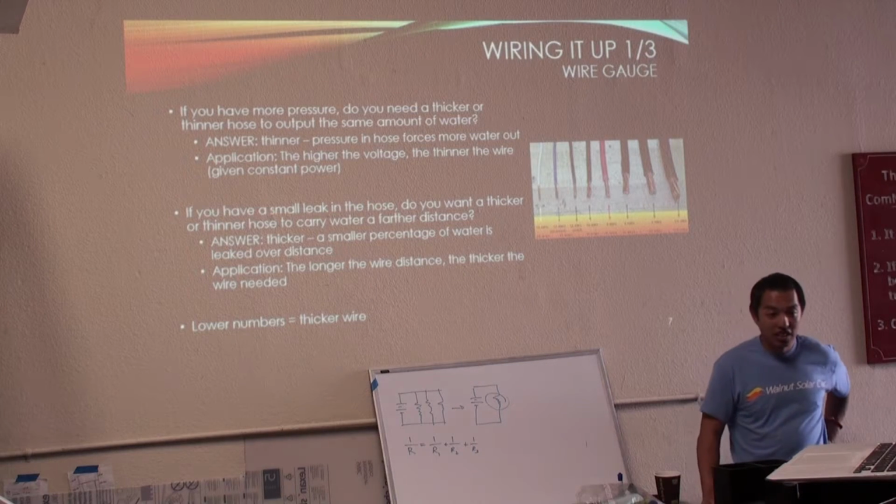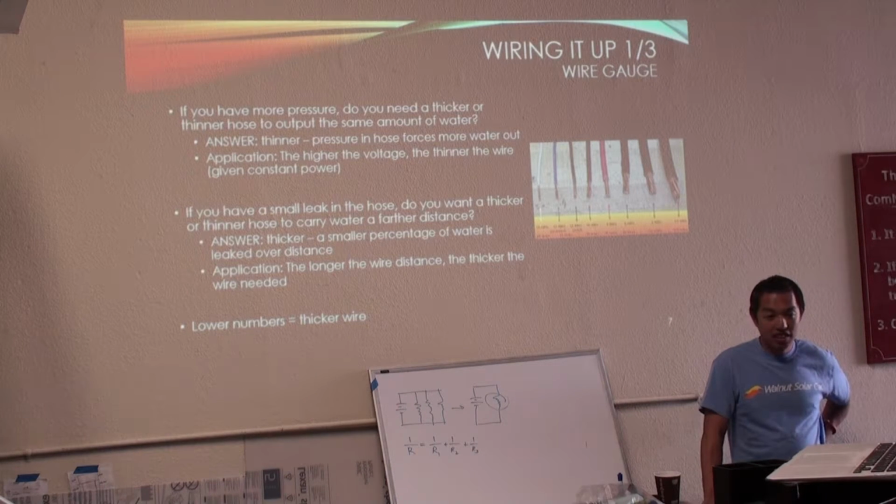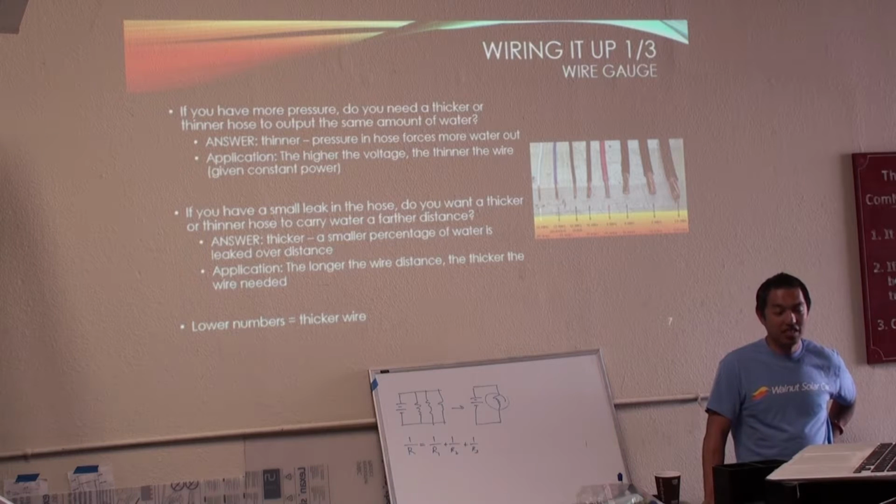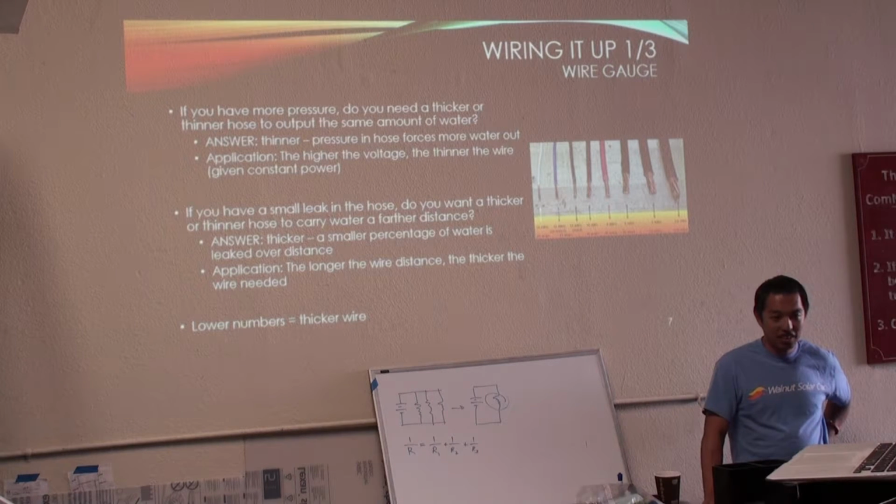Wait, I have an analogy. Current is basically speed, so miles per hour, and amp hours is basically distance, so miles. So if you went 60.